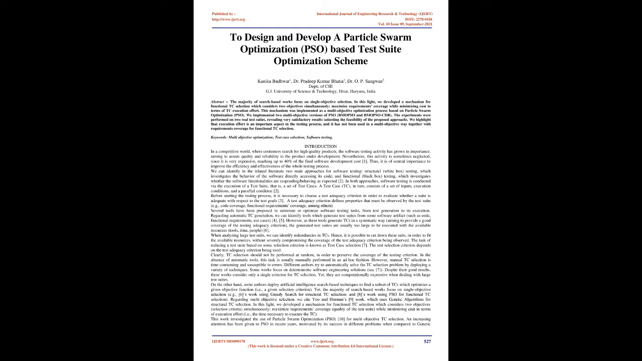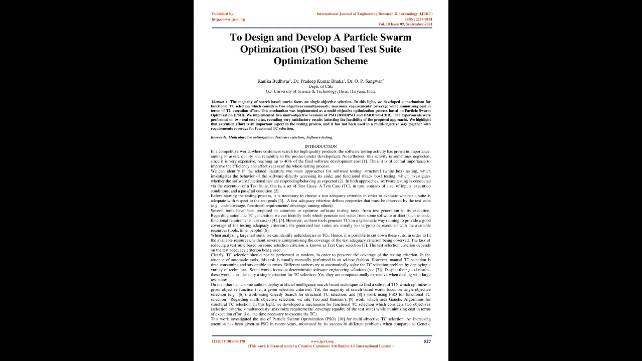This mechanism was implemented as a multi-objective optimization process based on particle swarm optimization, PSO. We implemented two multi-objective versions of PSO, BMOPSO and BMOPSO-CDR. The experiments were performed on two real test suites, revealing very satisfactory results, attesting the feasibility of the proposed approach. We highlight that execution effort is an important aspect in the testing process, and it has not been used in a multi-objective way together with requirements coverage for functional TC selection. Keywords: multi-objective optimization, test case selection, software testing.